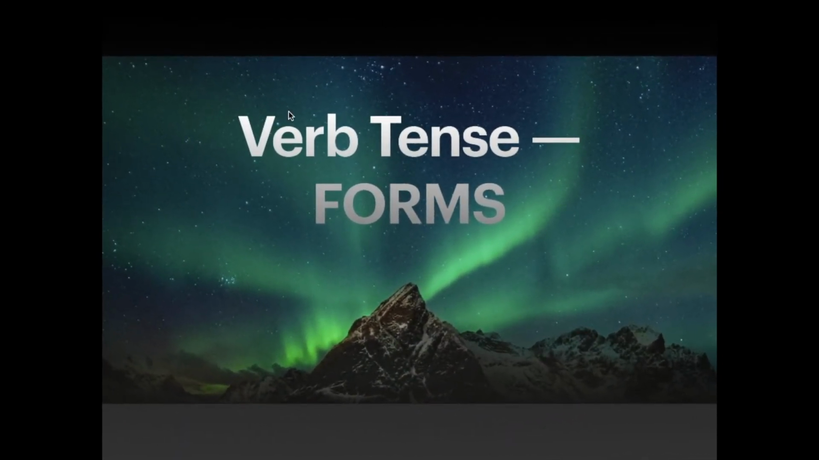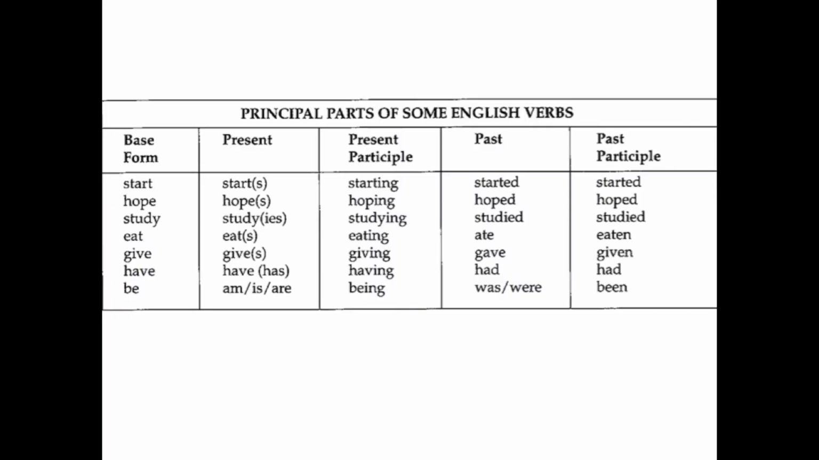Okay, now let's talk about verb tense forms. These are the principal parts of some English verbs. We have the base form, o sea, el verbo sin conjugar, start, hope, study, eat, give, have, be. Then we have it in present. It can be start or starts. If we say she starts, I start. I hope, he hopes. We study, she studies, right?